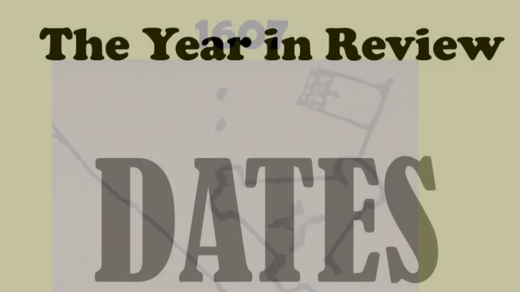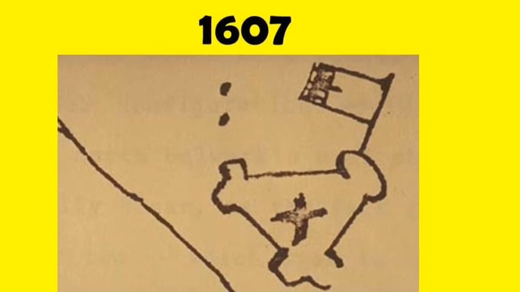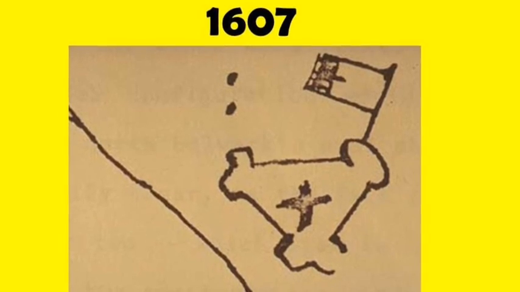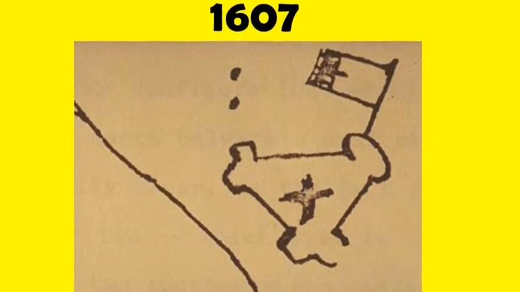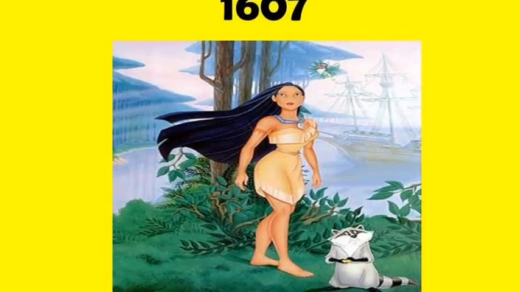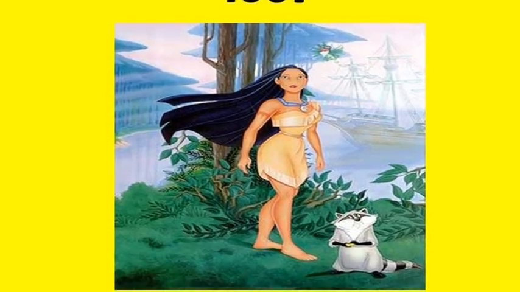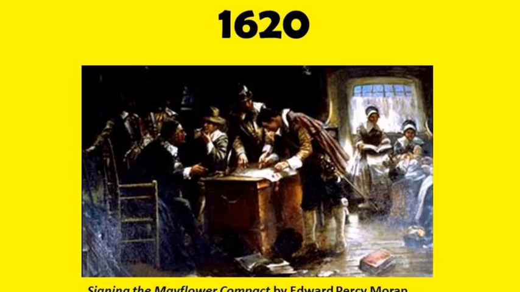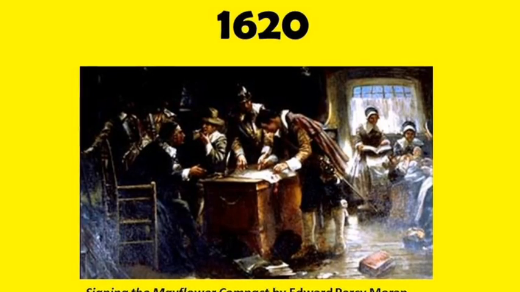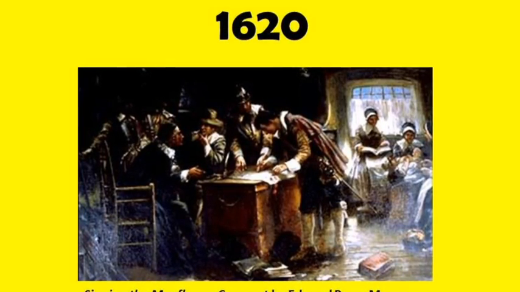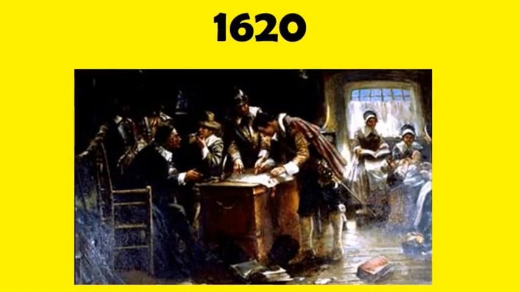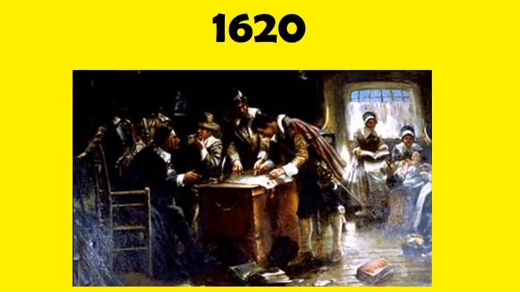Well, 1607, which is in the colonial era, is the date when Jamestown, or the first permanent English colony, was established in Virginia. Now, most of you probably equate the story of Pocahontas to the story of Jamestown. The other date that goes along with colonization is 1620, and that has to do with the establishment of the Plymouth colony in Massachusetts and the creation of self-government with the signing of the Mayflower Compact.